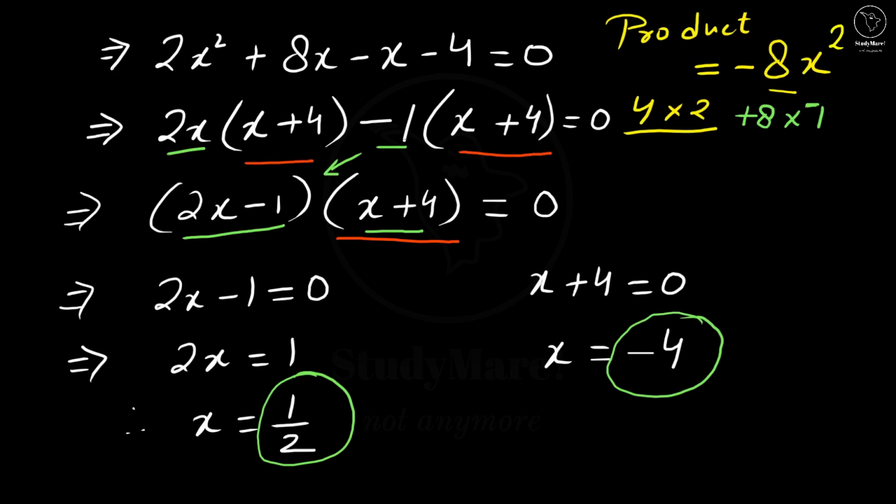If it is a closed-ended question, that is MCQs, then just check which one of these two is present in the list of options available. Whichever you get, just tick it, and that is the final answer. It is simple, it is easy. Practice it, solve it, and you will be able to do it in the examination.